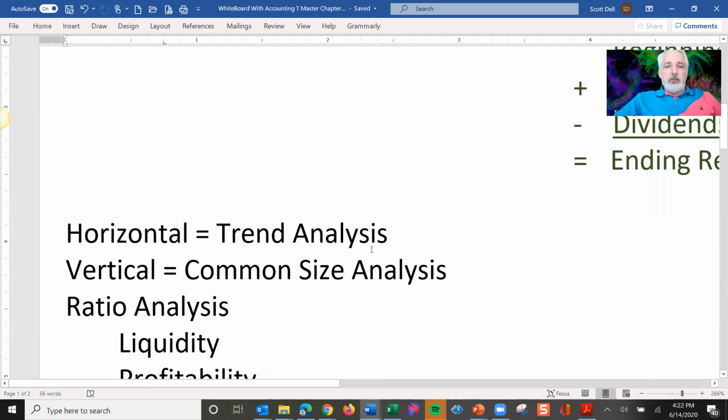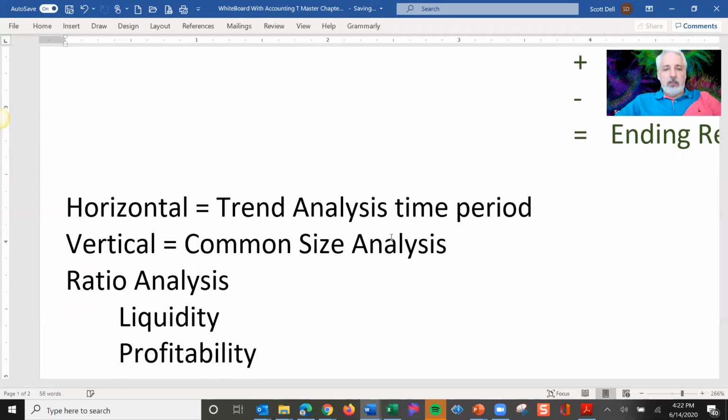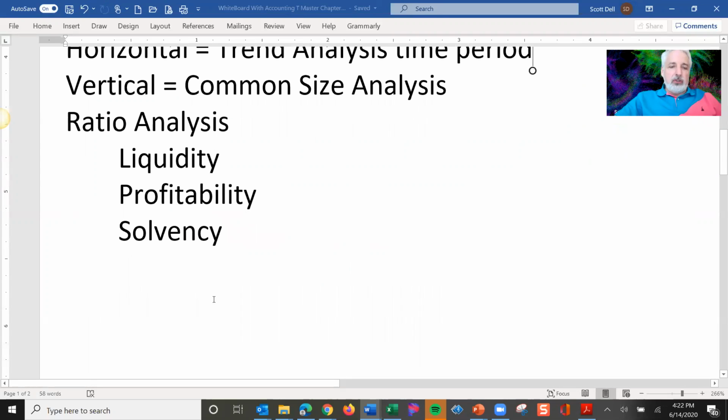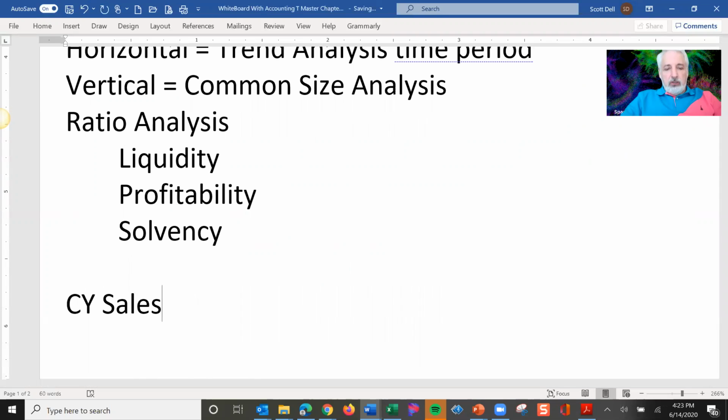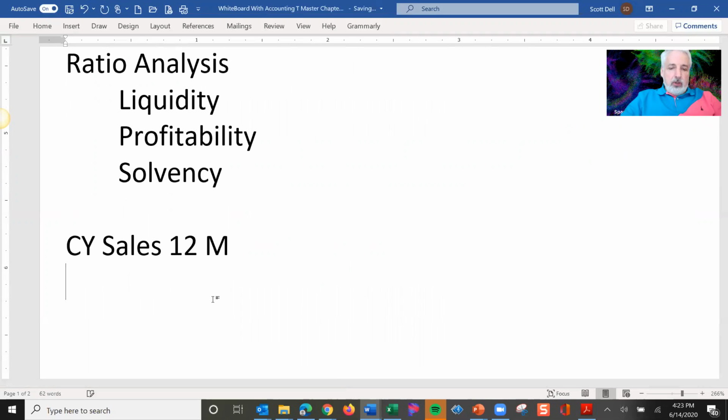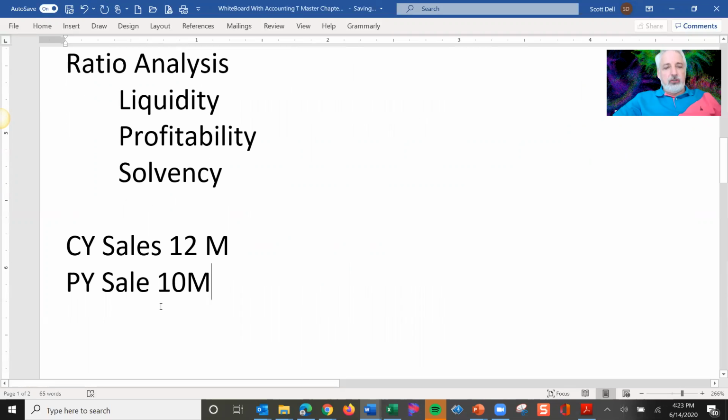Now, another name for horizontal analysis is trend analysis. It's basically time period associated. So if we're looking from last year to this year, let's take a look at that. Let's say I had current year sales of 12 million and prior year sales of 10 million. So how do I handle the trend? Well, we know the difference officially is a change of $2 million.